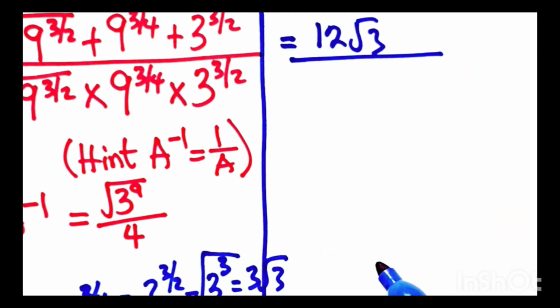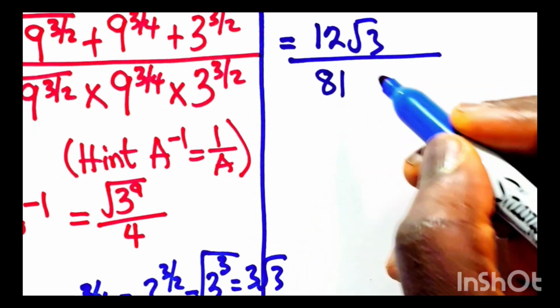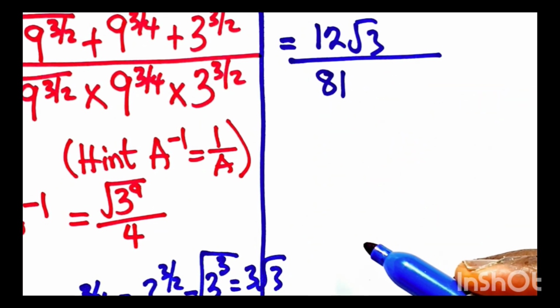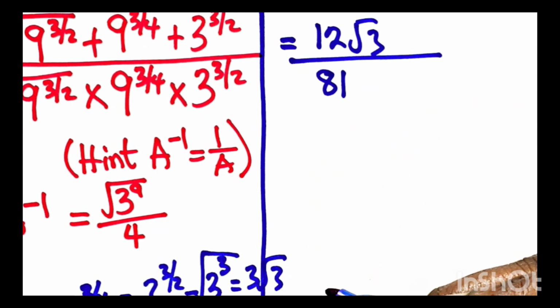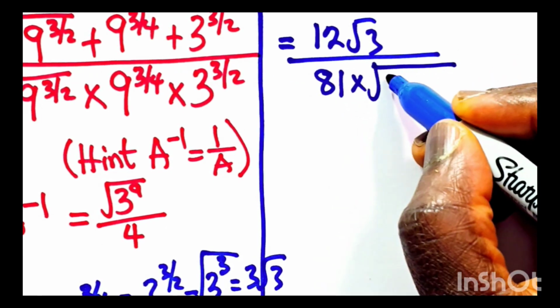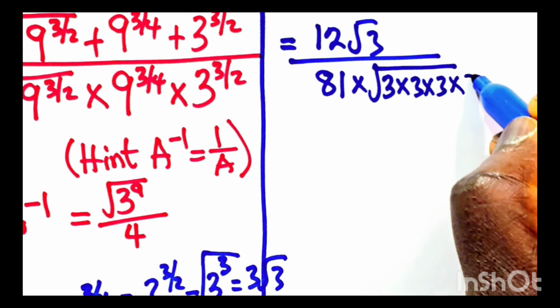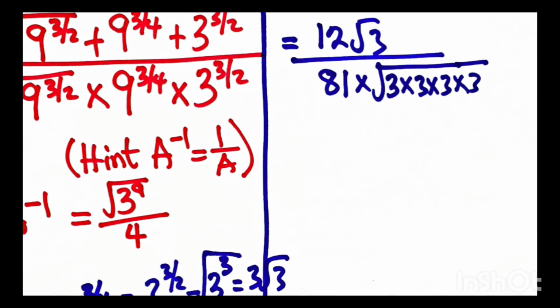12 root 3 divided by 3 times 3 times 3 times 3 will give us 81, because 3 times 3 is 9, 9 times 3 is 27, and 27 times 3 is going to give 81. Then we have all this under the same square root: 3 times 3 times 3 times 3. That's the law of surds.